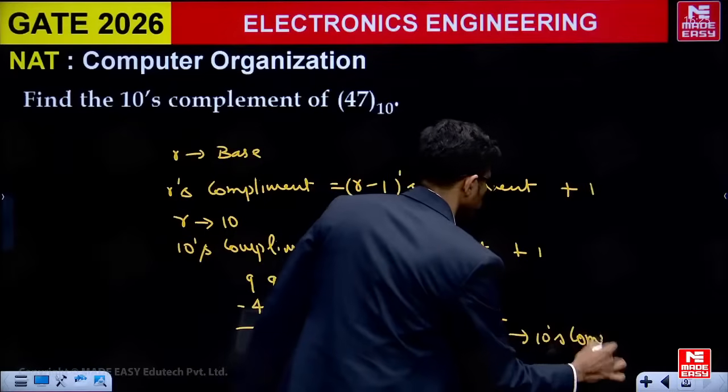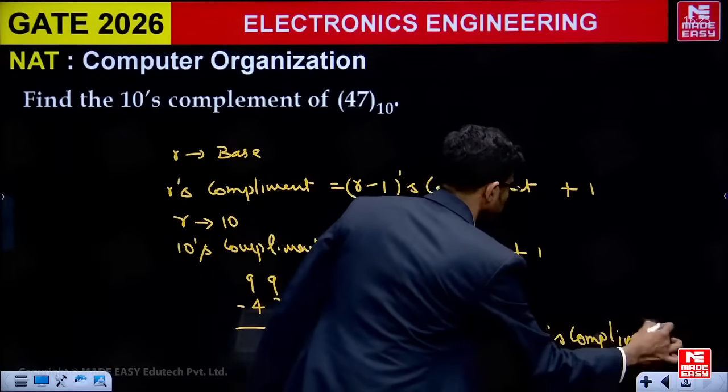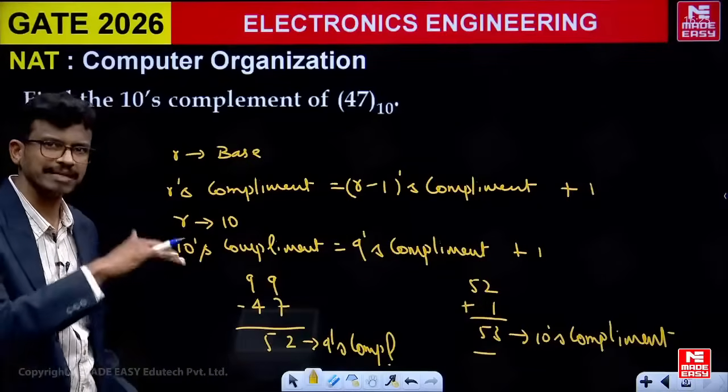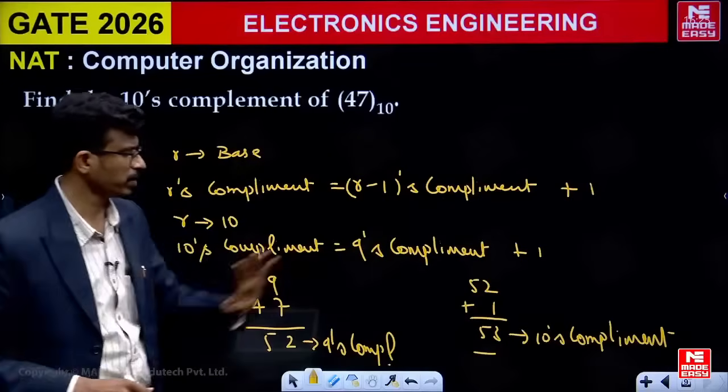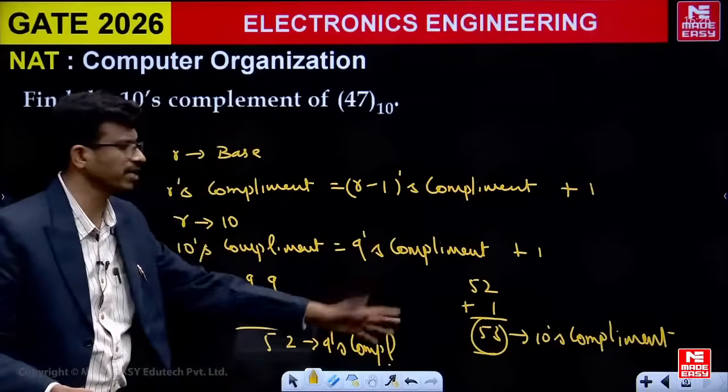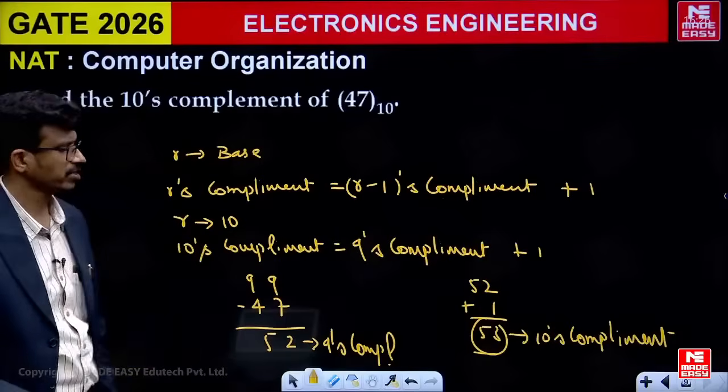Okay. So in 2's complement in binary, what do we do? 1's complement plus 1. So same thing. 2 is the base, R minus 1, 1's complement plus 1. In the same way, R is 10, 9's complement plus 1. So 53 is the answer. If you take a 3-digit value, it is 953. Okay, fine. Right. So this is the solution.